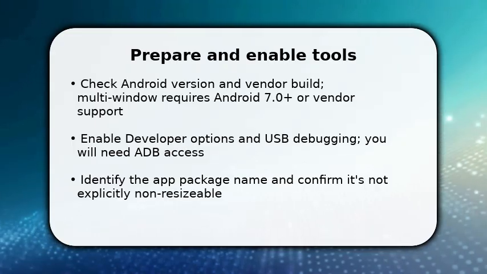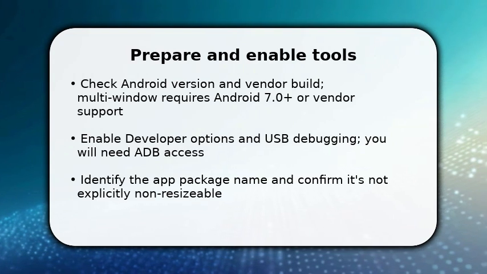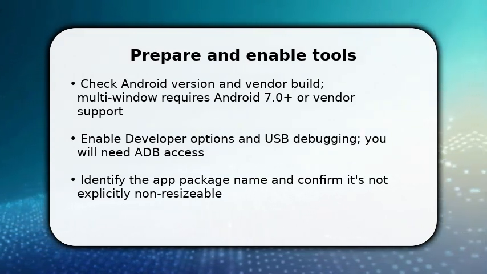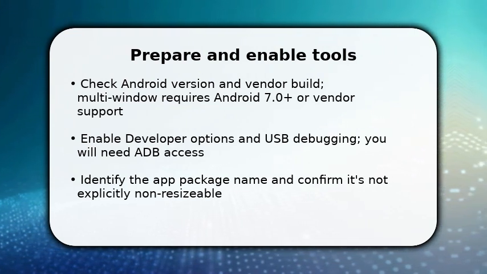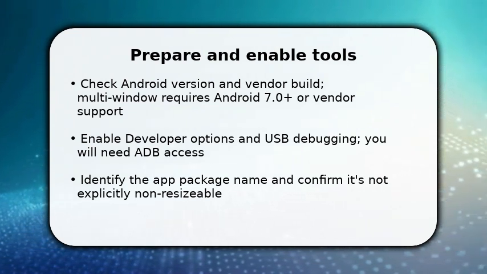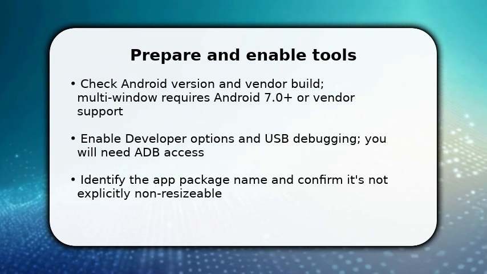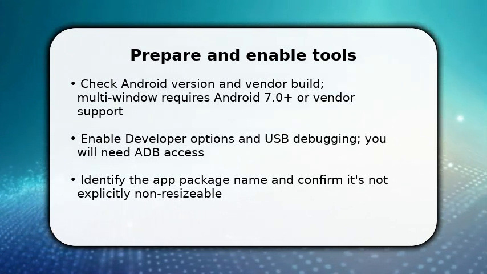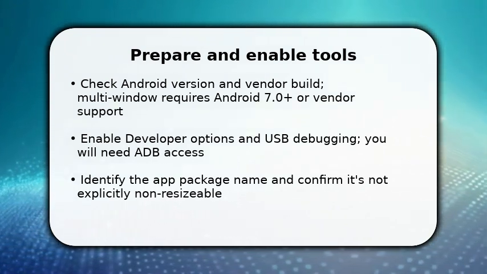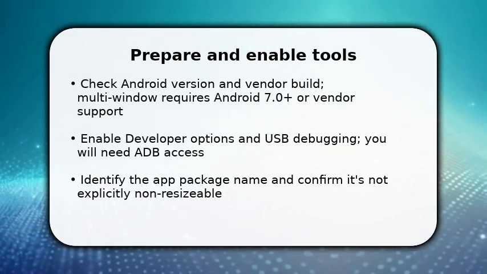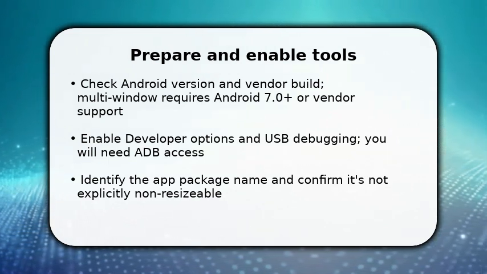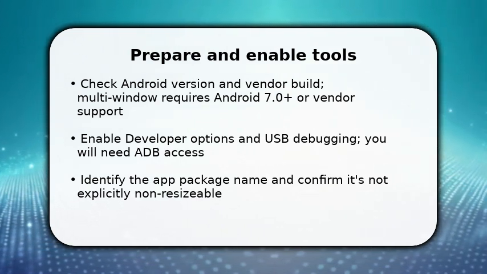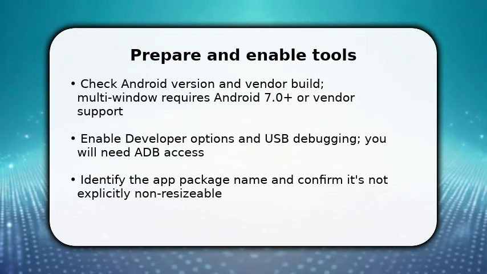You start by preparing. Make sure your device runs Android 7.0 or newer, and that developer options plus USB debugging are enabled. Once done, connect via ADB and find the target app package name so you know what you will change. Next, check the app's current window behavior in settings or via the command line. That tells you whether a software change is needed. Don't skip this verification, because you'll apply targeted fixes only if the app is marked non-resizable.